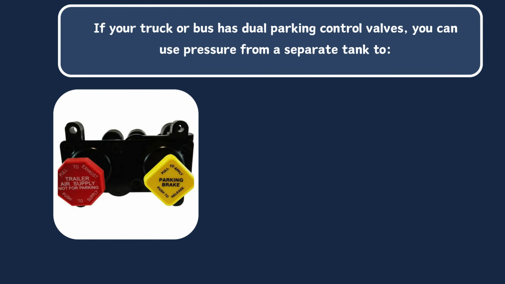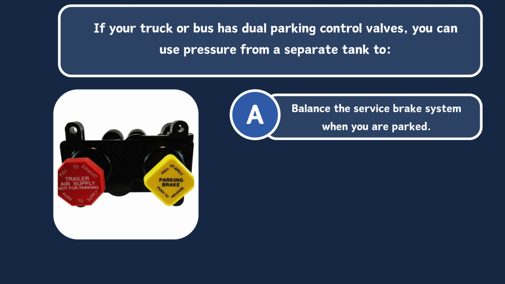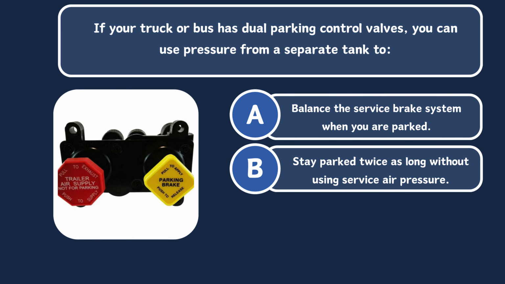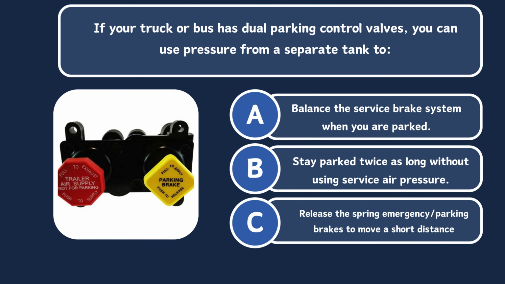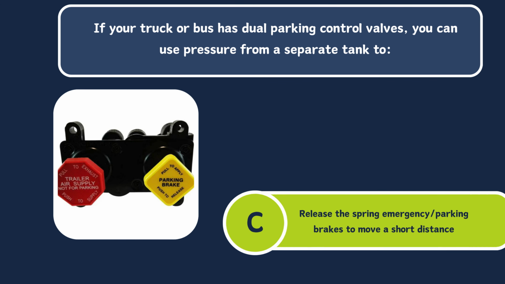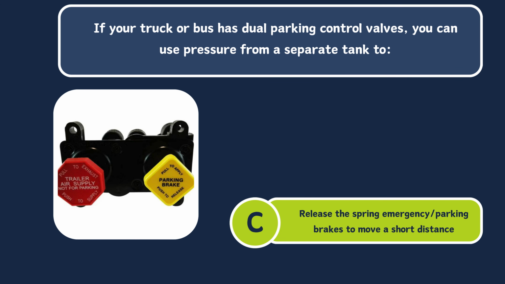Question 33. If your truck or bus has dual parking control valves, you can use pressure from a separate tank to A, balance the service brake system when you are parked, B, stay parked twice as long without using service air pressure, C, release the spring emergency parking brakes to move a short distance. Correct answer is C, release the spring emergency parking brakes to move a short distance.